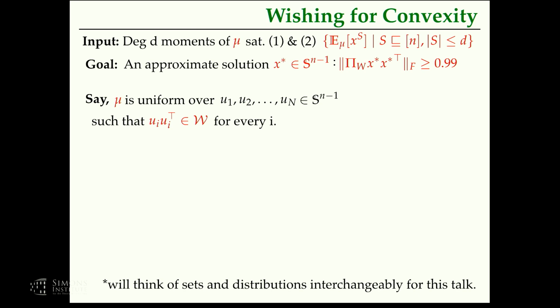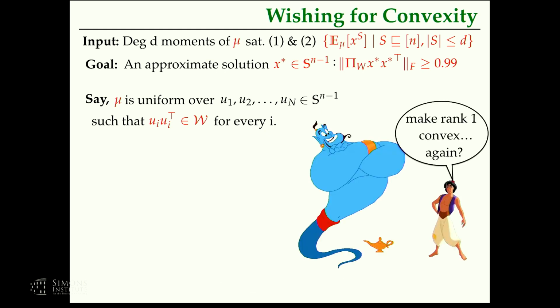Since I'm only going to think of this uniform distribution, I'm going to think of distributions and sets interchangeably from here on. Great. So now if I had one wish to ask the genie, I would ask for the set of rank 1 matrices to be convex. And I want to convince you that if the genie granted this wish, then I'm really done.